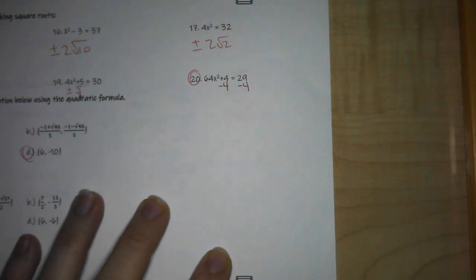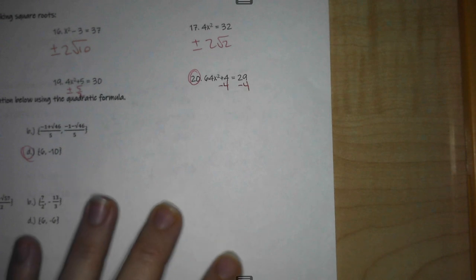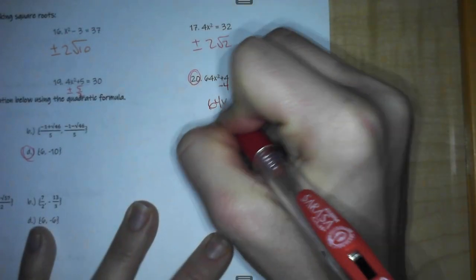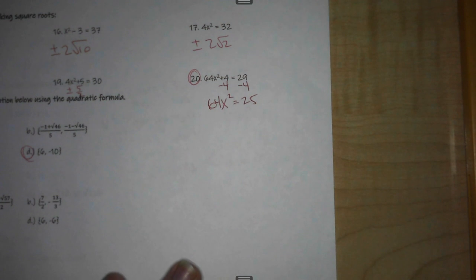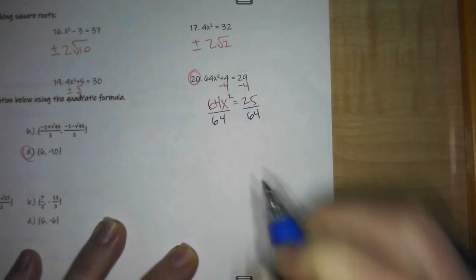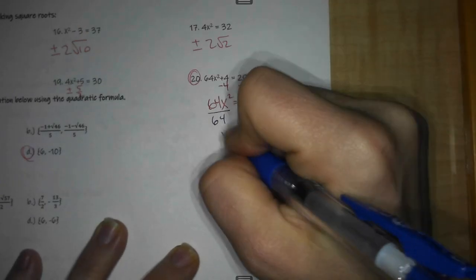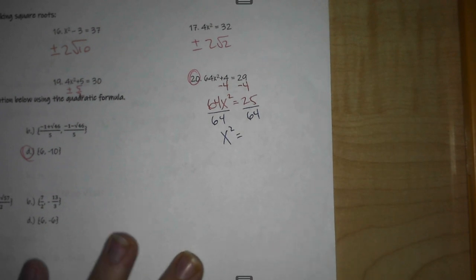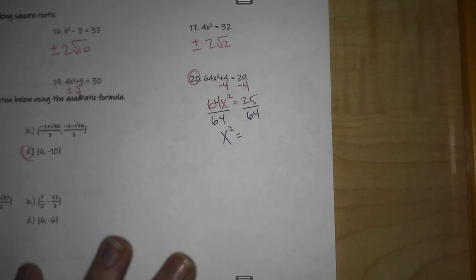So 29 minus 4 is 25 on this side, and we're left with 64x squared. Now I need to divide out the 64, and this leaves me with x squared, and here we have 25 divided by 64. We're going to leave that like this.